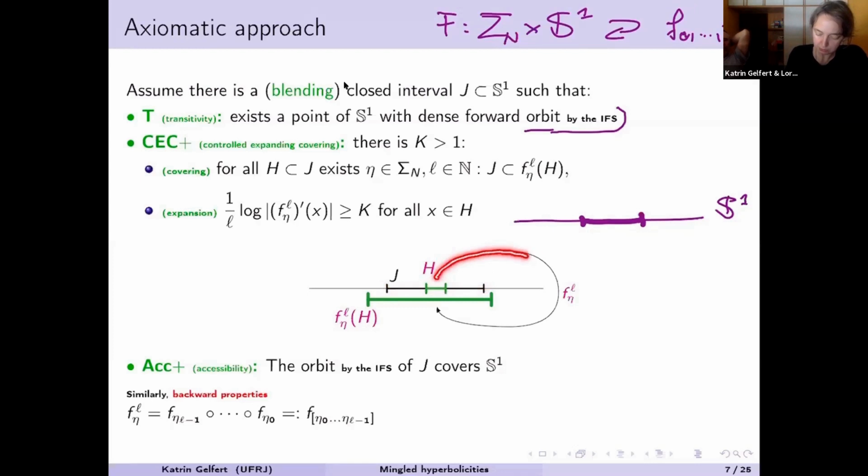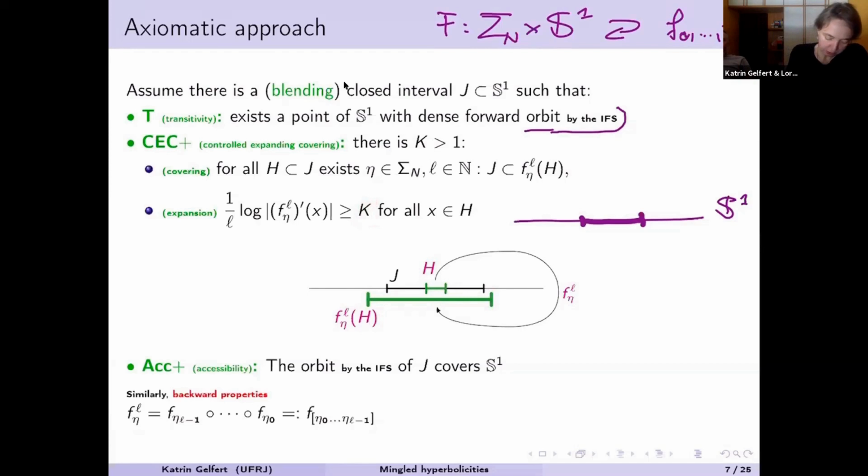Then there's some iteration by my iterated function system. So there's some sequence eta in the sequence space, such that when I concatenate these corresponding fiber maps, the first L fiber maps for some L, then the image of this initial interval covers my blending interval. And the property should not only cover, but there should be some expansion for some universal constant K, which does not depend on the interval and not on the sequence that I find. So you get some intrinsic expansion property associated to this blending interval.